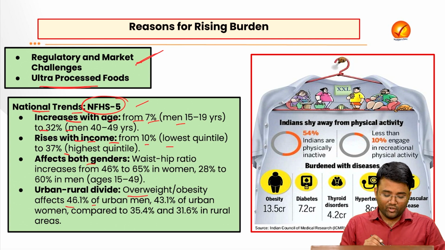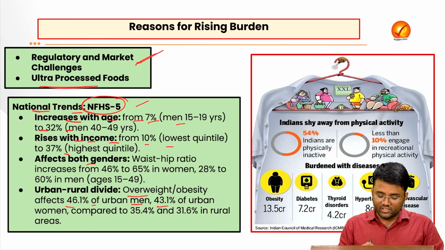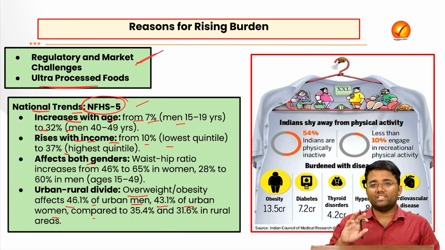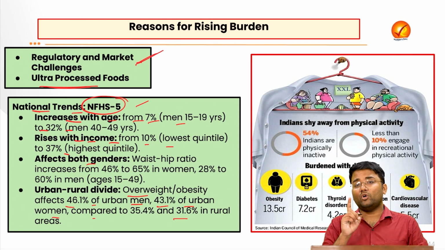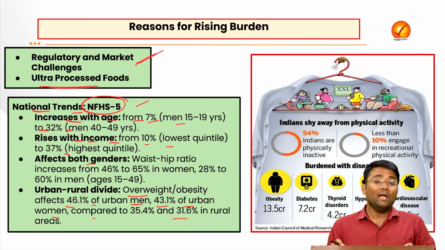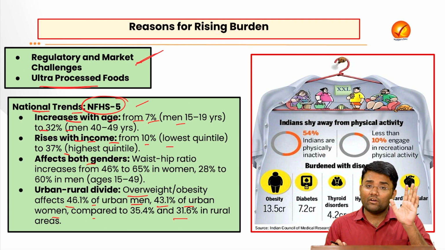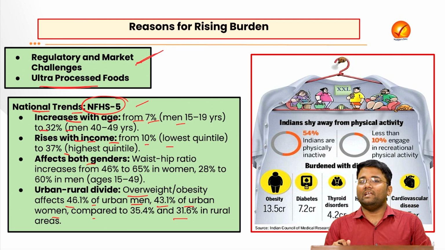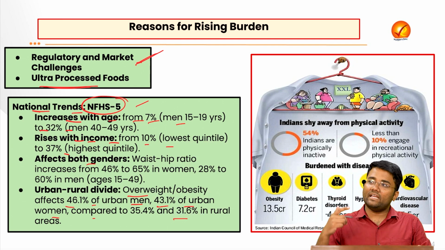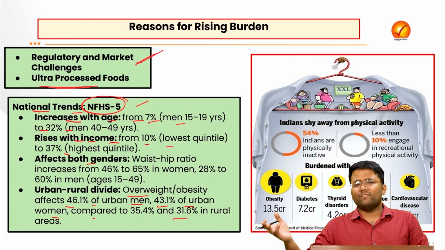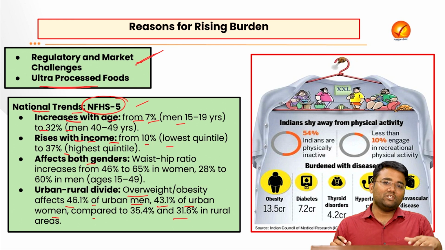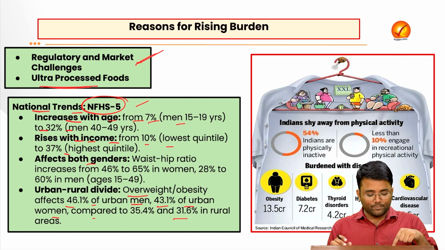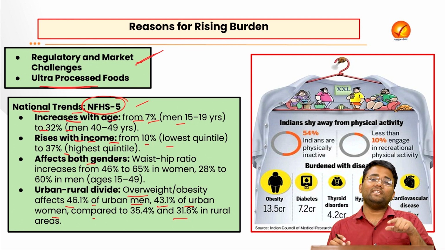Overweight and obesity affect 46.1% of urban men and 43% of urban women, compared to only 35.4% and 31.6% in rural areas. Why? Because in rural areas people do not have a sedentary lifestyle, although it is reaching there. They go to the fields, they work there, they go for walks. Because of the high physical activity, there is less prevalence of overweight and obesity in rural areas.